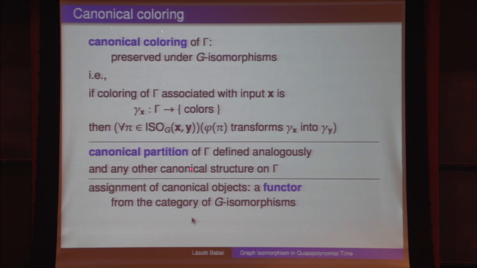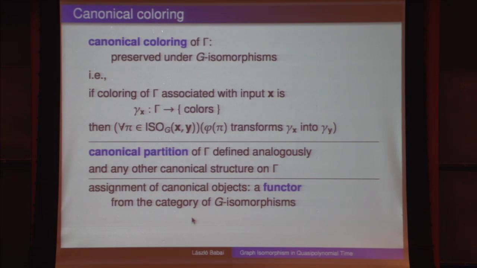So a canonical partition will be an important thing. The meaning is again the same. I partition gamma for x, I partition gamma for y, and then every isomorphism of x to y induces a mapping that maps one of the partitions to the other partition. And actually, I can do this with any object.